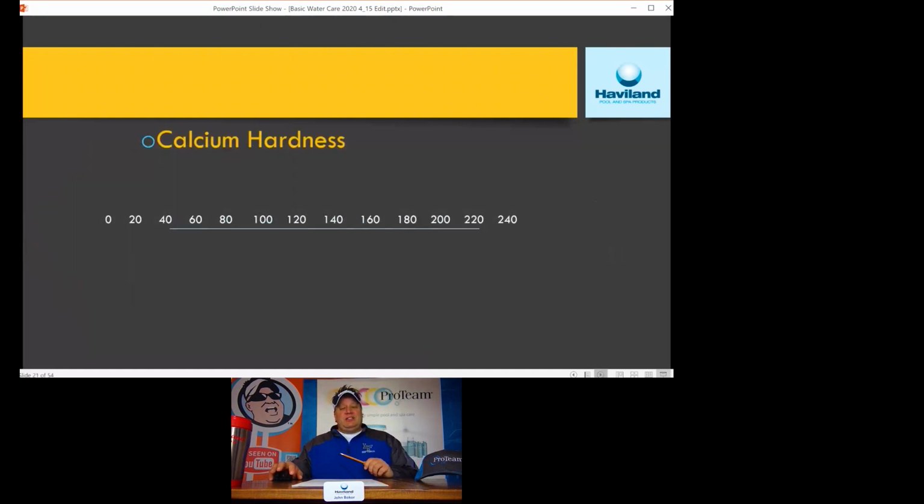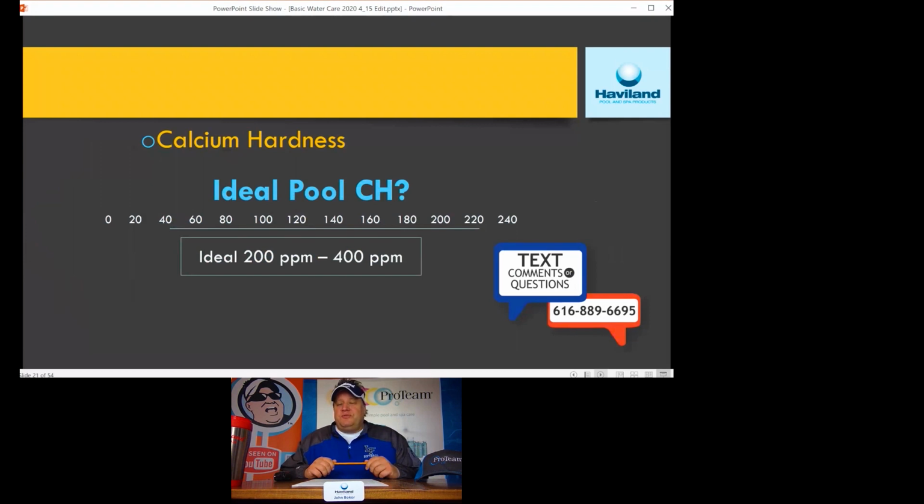Calcium hardness, where do we want that in a swimming pool? 200 to 400 parts per million. Again, I will show you a little bit later that these numbers can be manipulated a little bit to make sure that you maintain proper water balance. Again, there used to be 2 sets of numbers. Now there's just 1.